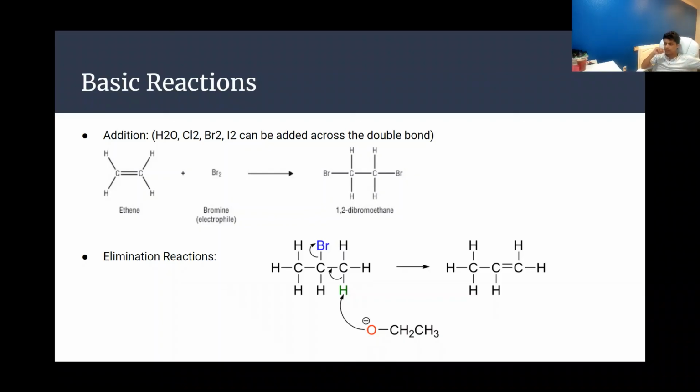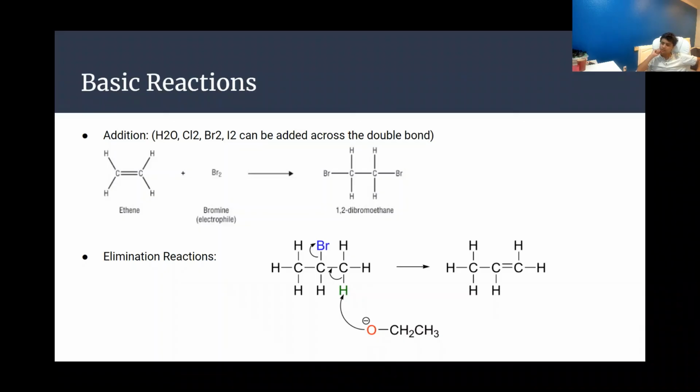And then you have Cl2, then you have Br2, and then you have I2 you can add. So as you can see over here, when you have an alkene and then you have bromine, you can add a Br group on each side. And also if you have something like HCl, you can add a hydrogen atom to one side and the Cl atom to another side. So that's another basic reaction.